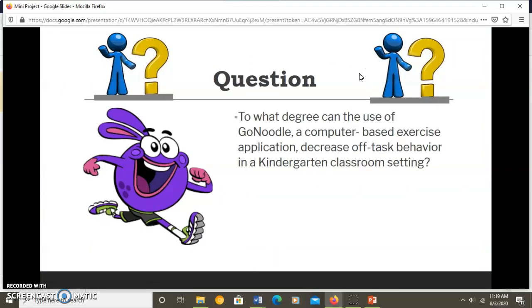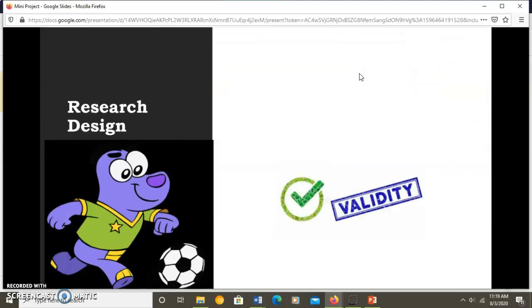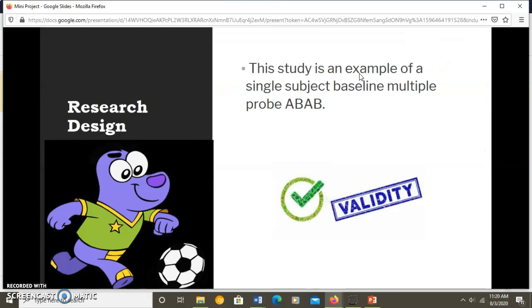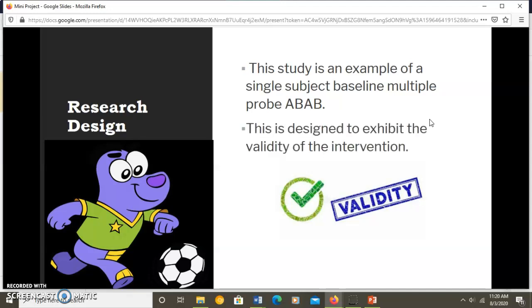So here is our question. To what degree can the use of Go Noodle, a computer-based exercise application, decrease off-task behavior in a kindergarten classroom setting? So how did we design our research to ensure its validity? Well, this study is going to be an example of a single subject multiple probe ABAB design. This is designed to exhibit the validity of the intervention.